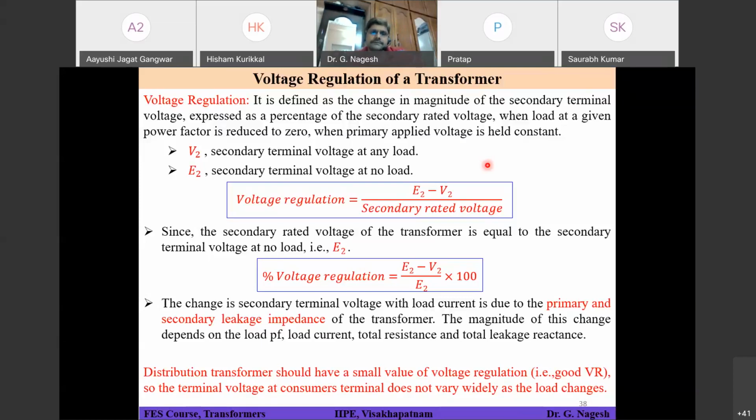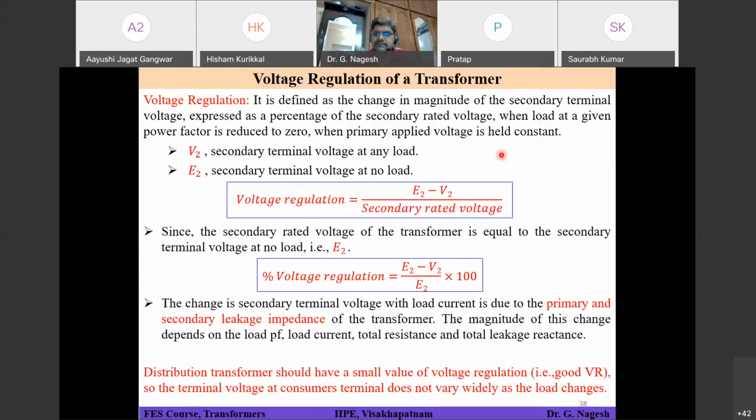It is defined as a change in magnitude of secondary terminal voltage. Secondary terminal voltage means the output of the transformer at the terminals, expressed as the percentage of secondary rated voltage, when the load at a given power factor is reduced to 0, when the primary applied voltage is held constant.